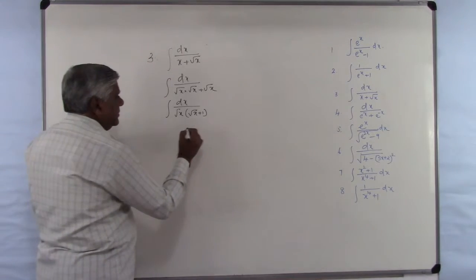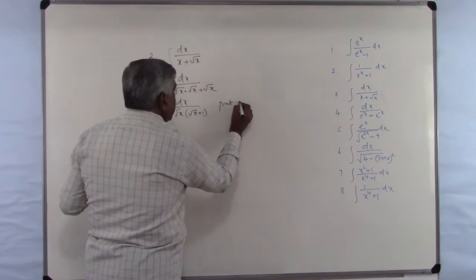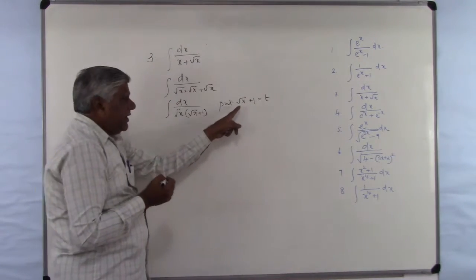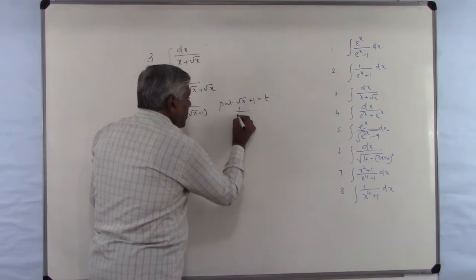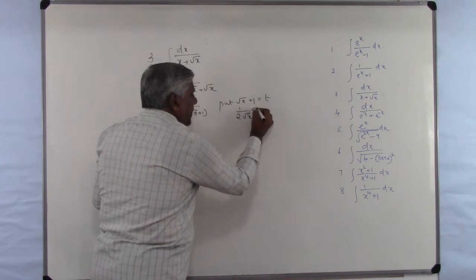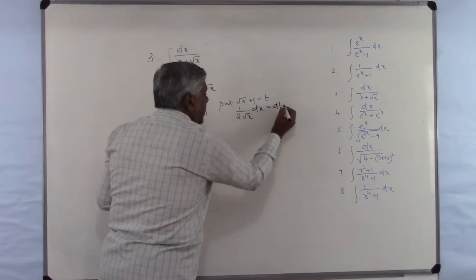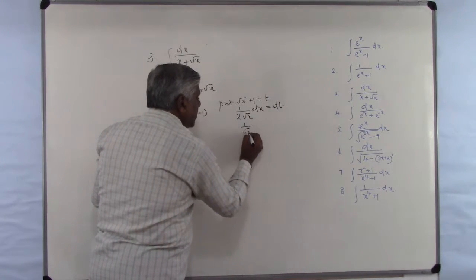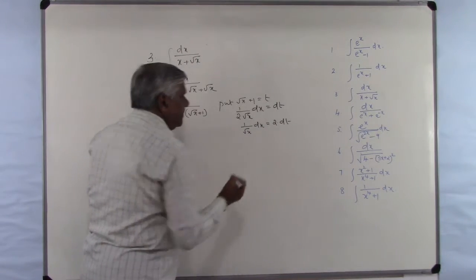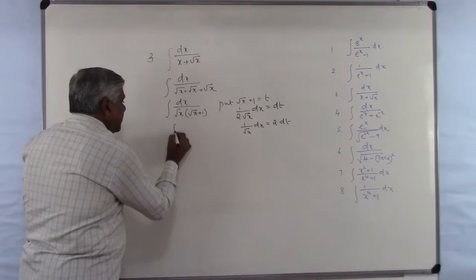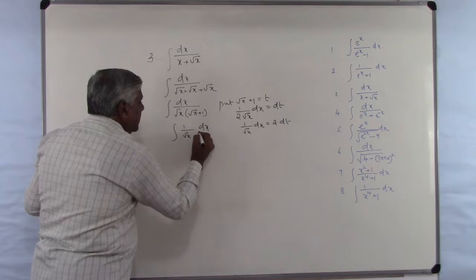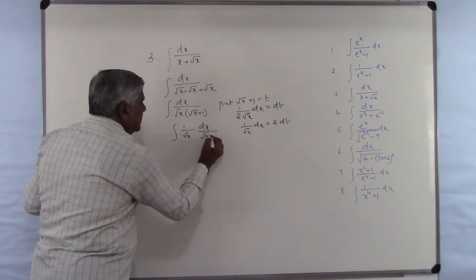Now put root x plus 1 is equal to t. When we differentiate this, 1 over 2 root x into dx is equal to dt, or 1 over root x into dx is equal to 2 into dt. Now I will substitute like this. We will do it 1 over root x into dx by root x plus 1.